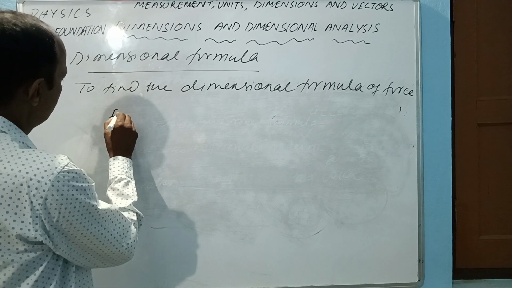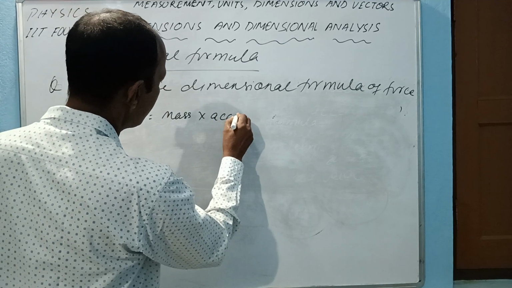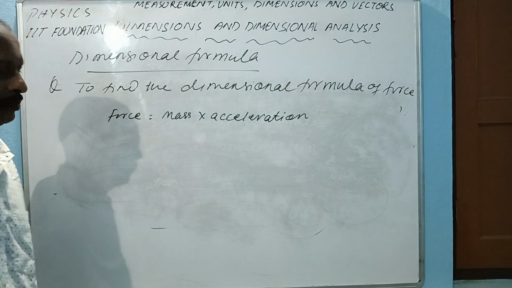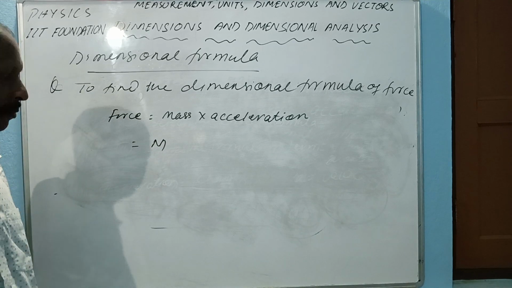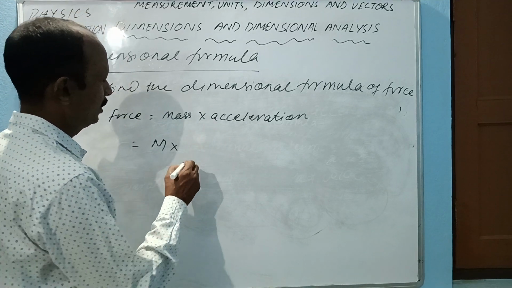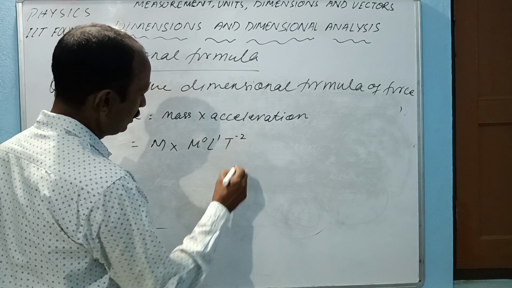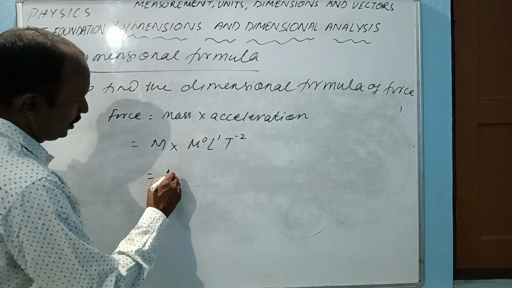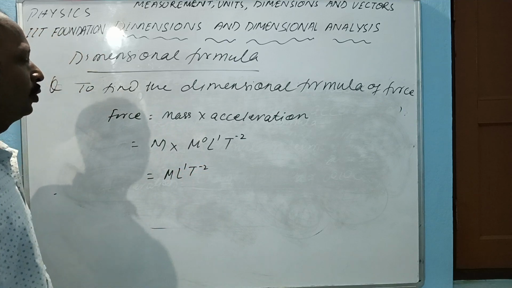We know that force is equal to mass into acceleration. Okay. So in place of mass I can write m. In place of acceleration I wrote m to the power 0, l to the 1, t to the power minus 2. That means this is equal to m, l to the power 1, t to the power minus 2.